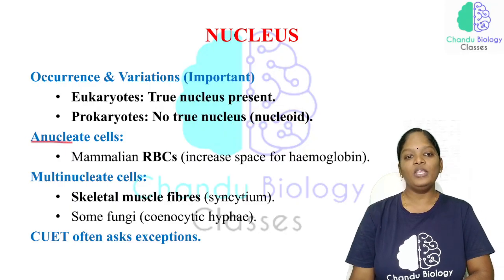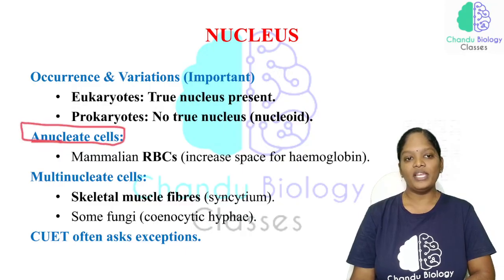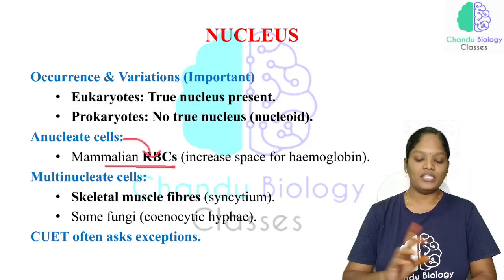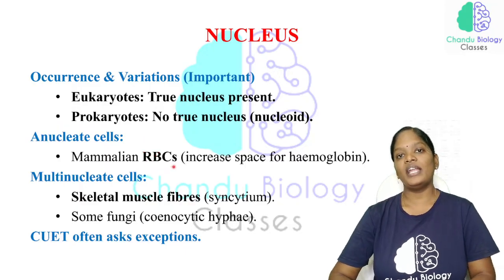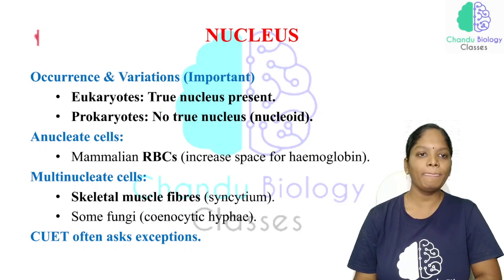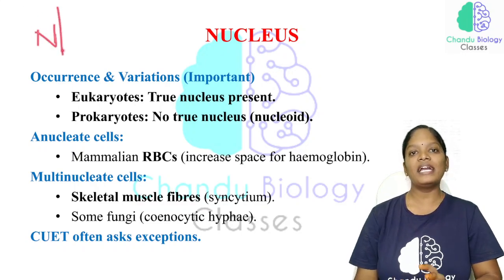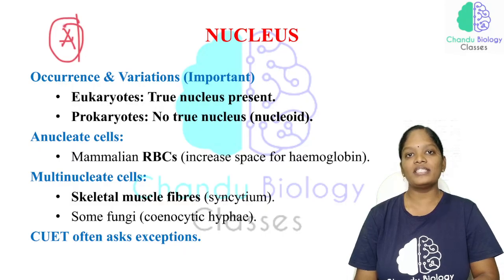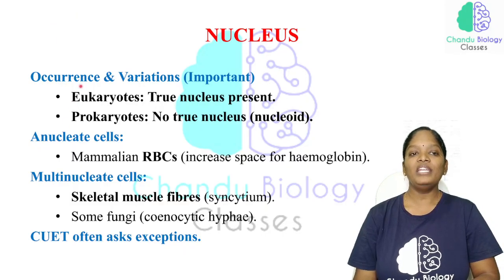Okay, so anucleate cells. These anucleate cells are seen in mammalian RBC. So what is meant by an anucleate cell, a nucleate cell, and a multinucleate cell? See here. A nucleate cell means a cell contains a nucleus. Anucleate cells: A means absence, so a nucleus is absent in the cell. Multinucleate cell means one cell has many nuclei.